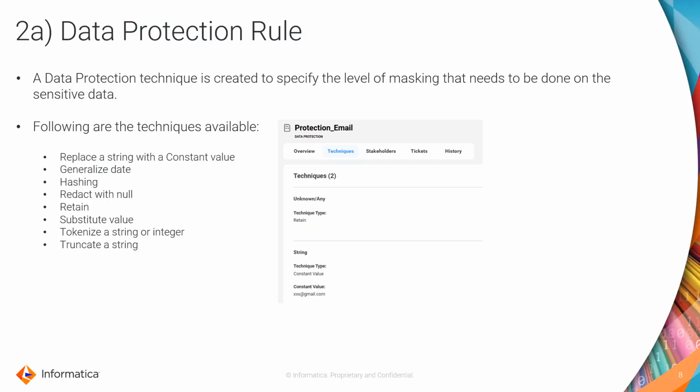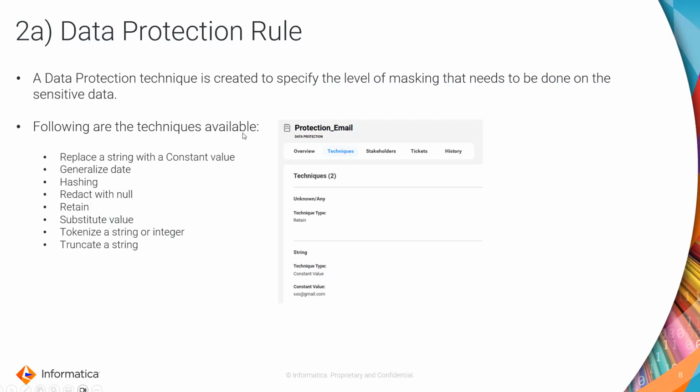Okay, let's move. In this slide, we'll learn about what a data protection rule is. A data protection technique is used to specify the level of masking that needs to be done on the sensitive data. In today's example, wherever there is an email ID, it needs to be replaced with a constant value, xxx@gmail.com. So all the rows of that email ID column will be replaced with xxx@gmail.com. In a way, we are masking the actual PII information.